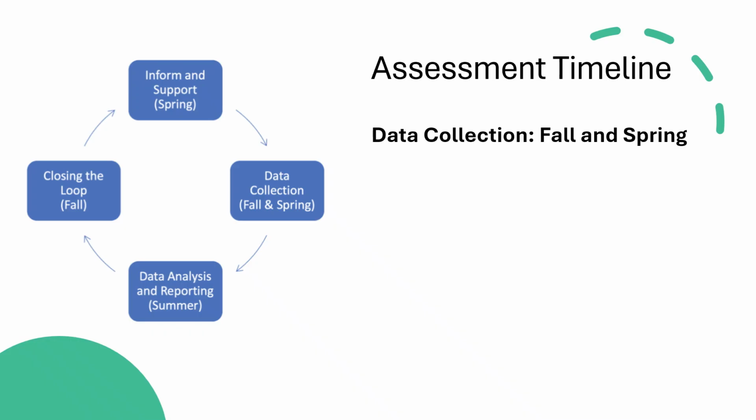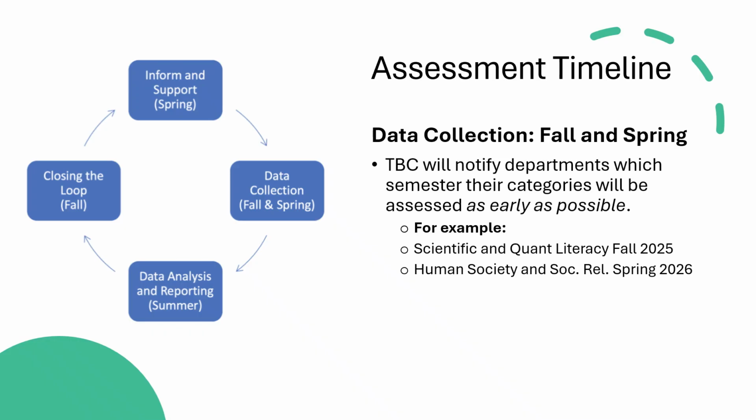The True Blue Core will notify departments which semester their categories will be assessed as early as possible. For example, scientific literacy and quantitative literacy categories were being sampled in the fall of 2025, and the artifacts from courses in the Human Society and Social Relationships category were collected in the spring semester of 2026. We sent emails in early fall semester 2025 to give plenty of notice to these departments that they were going to be included in the year's assessment.